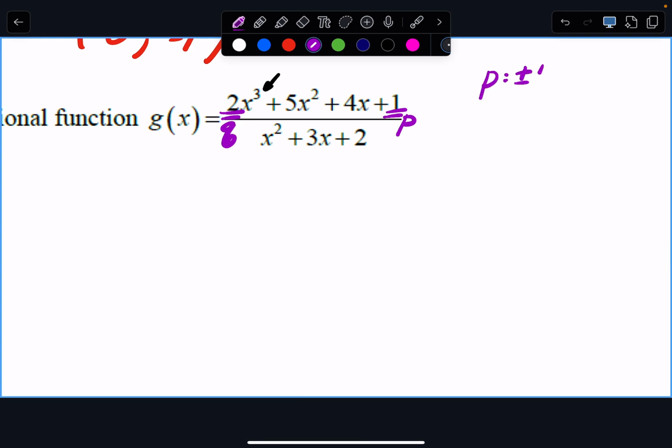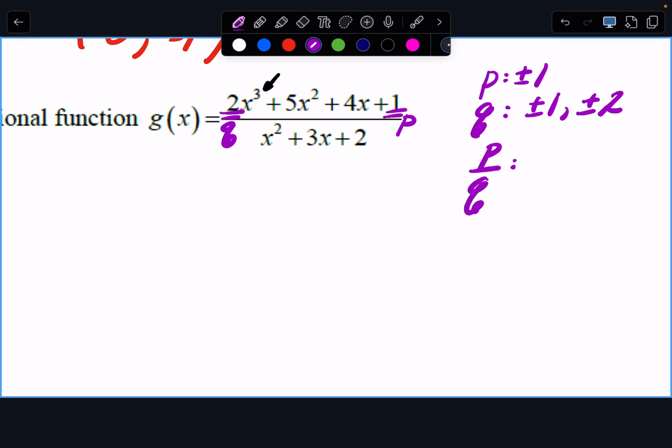Let's list out factors of P. Plus and minus 1. Did I do that right? P and Q? Yep. Plus and minus 1. My bad. Okay, then Q. Factors of 2 are plus and minus 1, plus and minus 2. So P over Q: we do P's divided by Q's. So 1 divided by 1 is 1. 1 divided by 2 is 1/2. So I'm going to start testing with synthetic division.